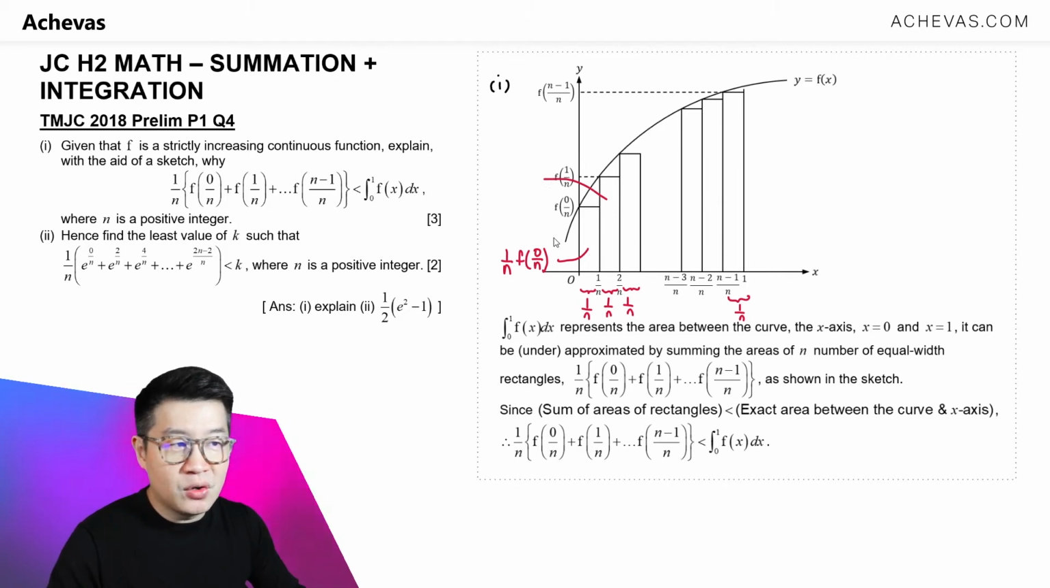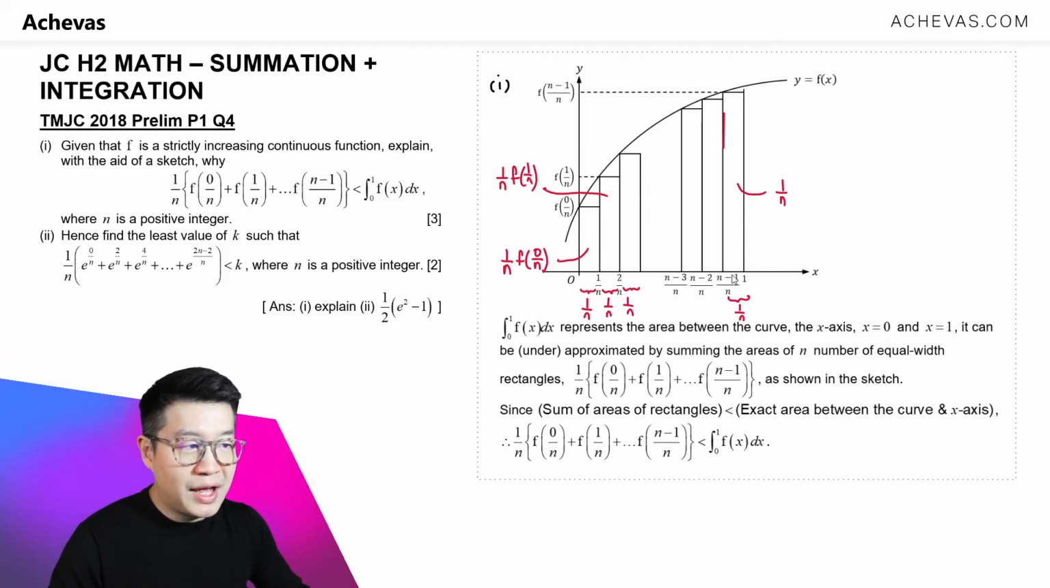For the second rectangle over here, we have a width of 1 over n also. And as for the height, it is substituting x as 1 over n. So the height with x as 1 over n is f(1 over n). So it is this multiplied by this. So we have the area of the first rectangle seen here, and the area of the second rectangle seen here. If I were to continue with the pattern, we can go all the way up to the last rectangle with the width also at 1 over n, and the height is this.